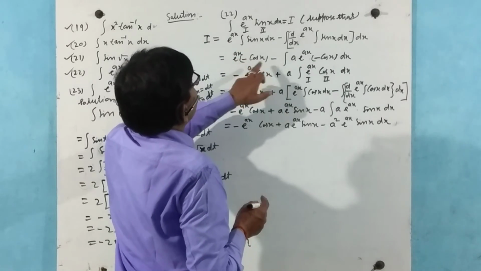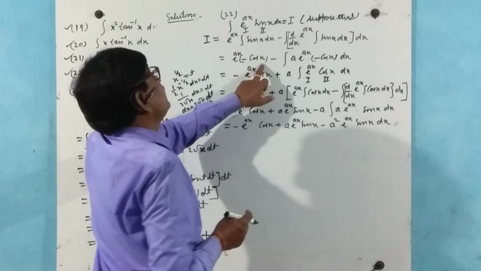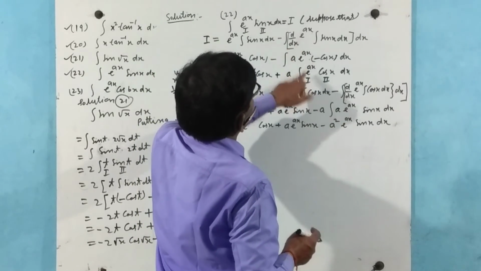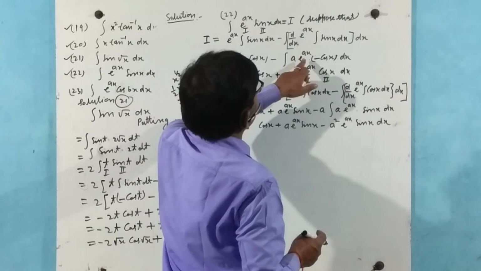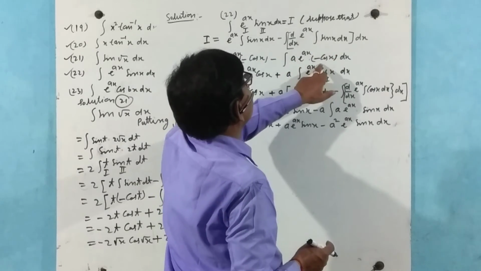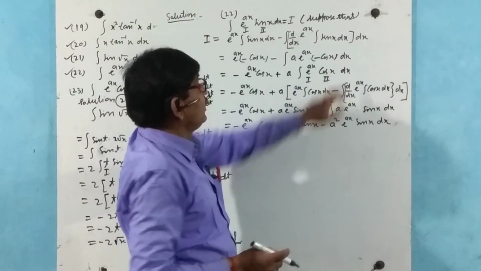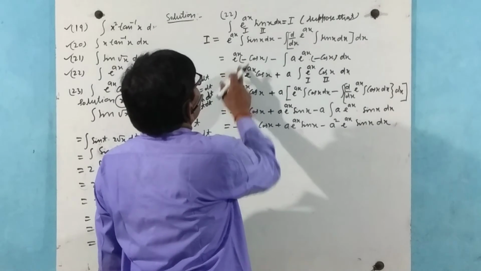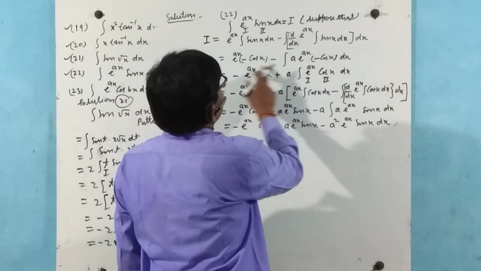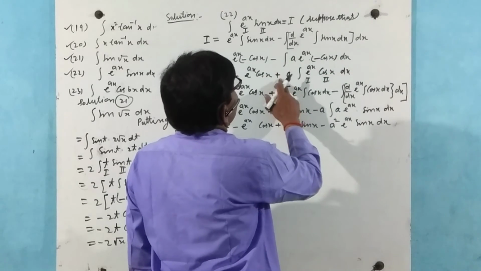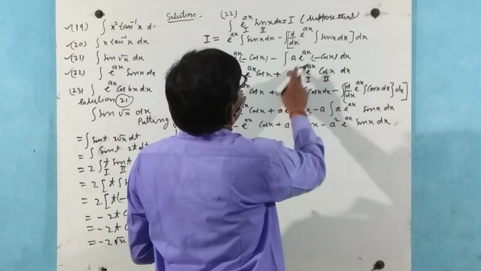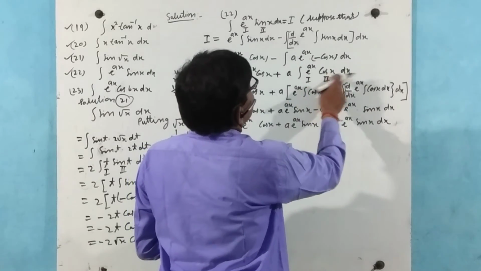Integration of sin x is minus cos x, so this is negative e to the power ax cos x, and minus differentiation of e to the power ax, that is a e to the power ax, and integration of sin x is minus cos x dx. Now this minus minus is also plus, so here a integration of e to the power ax cos x dx.